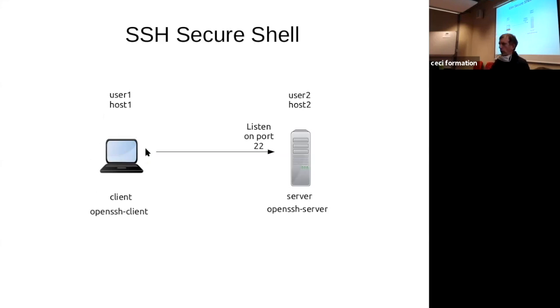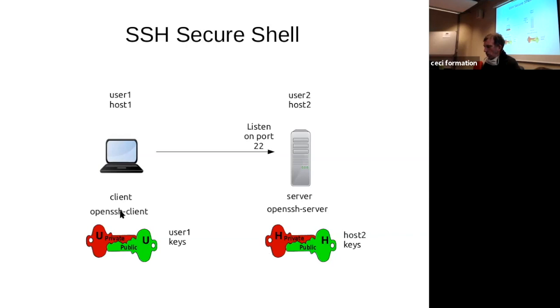There are two ways to authenticate as user 1 to connect to host 2 as user 2. First is to know the password of user 2, or to use an identity file called private and public keys that identify you. Also, this can identify the server. So the public key is used to encrypt data, which is only decrypted by the private key of the user.